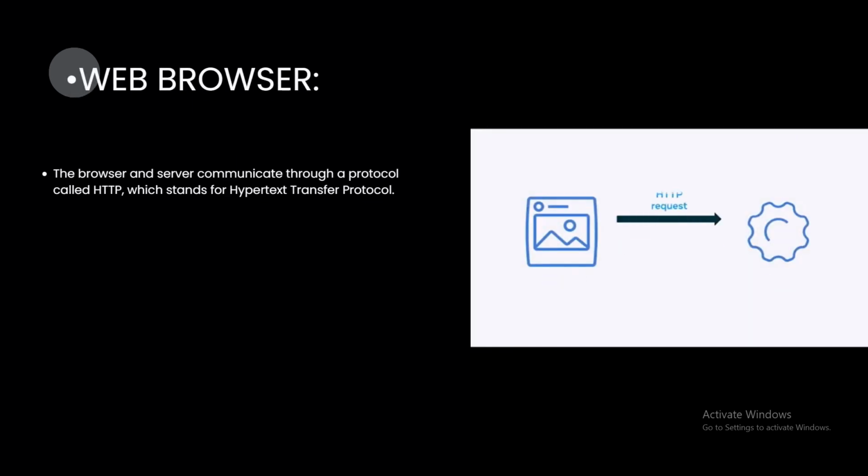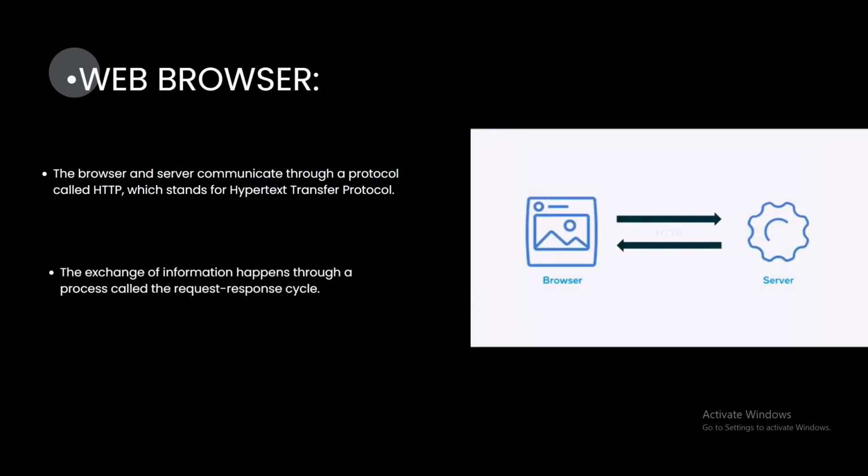When you make a request using this URL, the browser and server communicate using a protocol known as the Hypertext Transfer Protocol, or HTTP. Once the browser receives the content, it is displayed on the screen of your device. This exchange of information is made possible by something known as the request-response cycle.